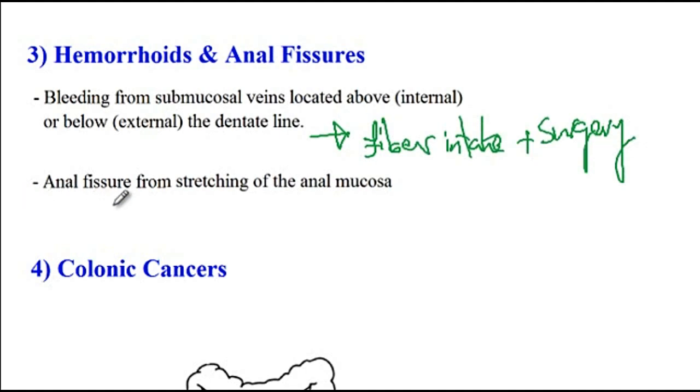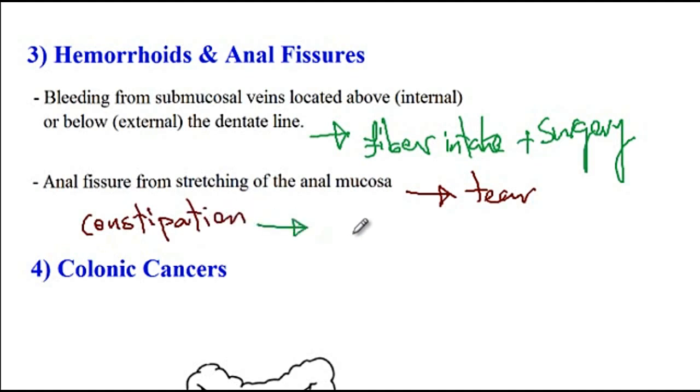And then anal fissures are another common cause of lower GI bleed, which is due to the stretching of the anal mucosa that causes a tear in the mucosa. And so a common cause of anal fissures is constipation. And so treatment of these patients is generally directed at management of the constipation.